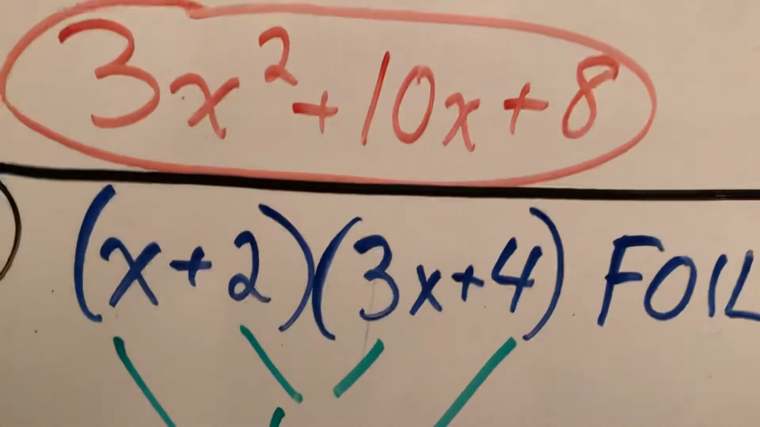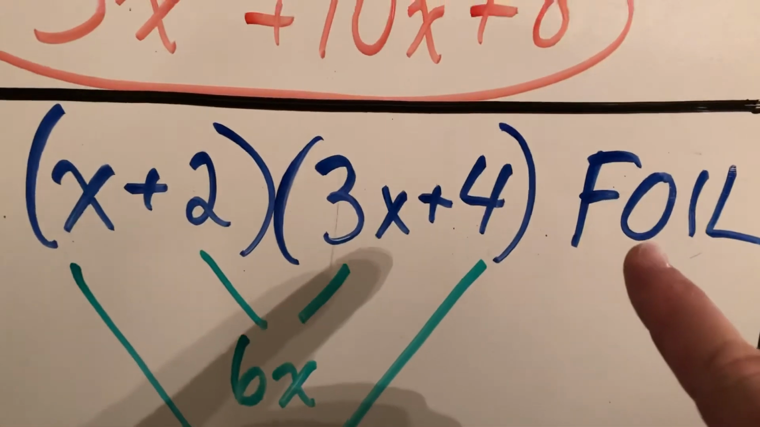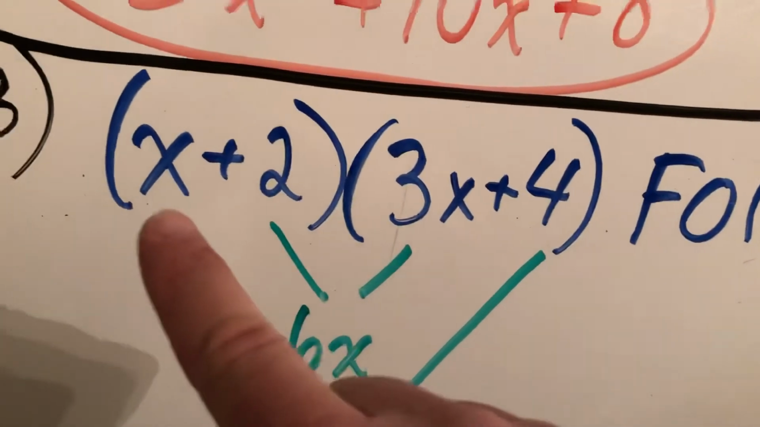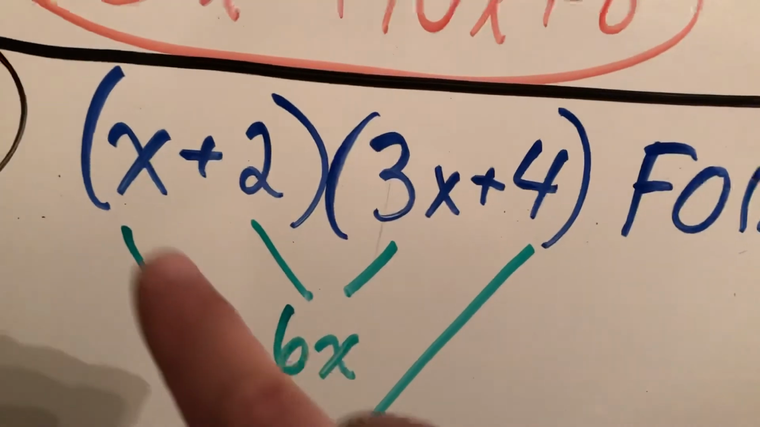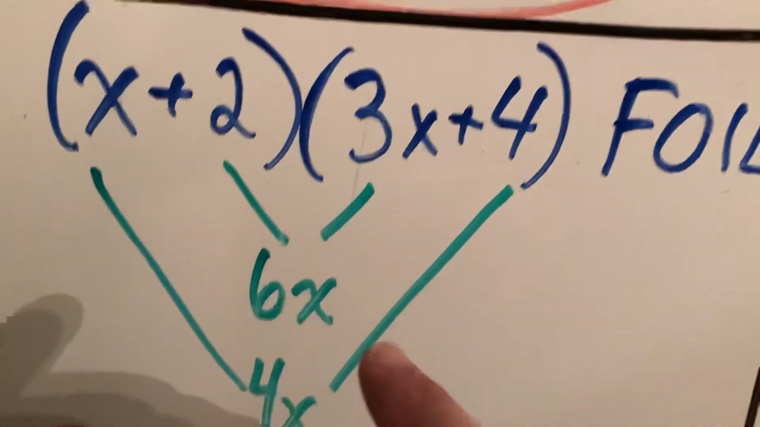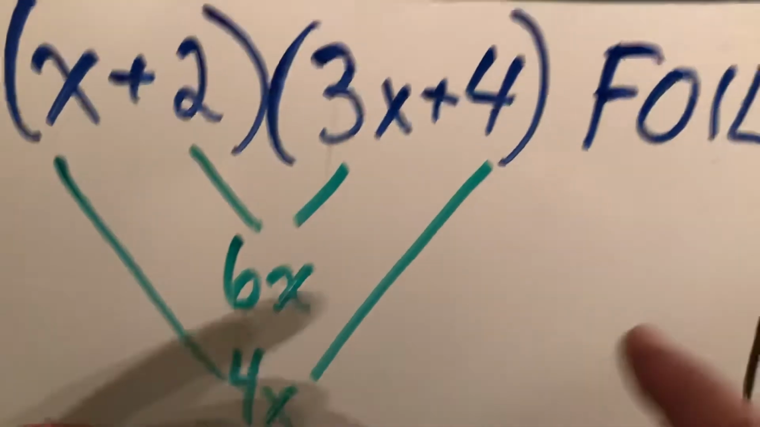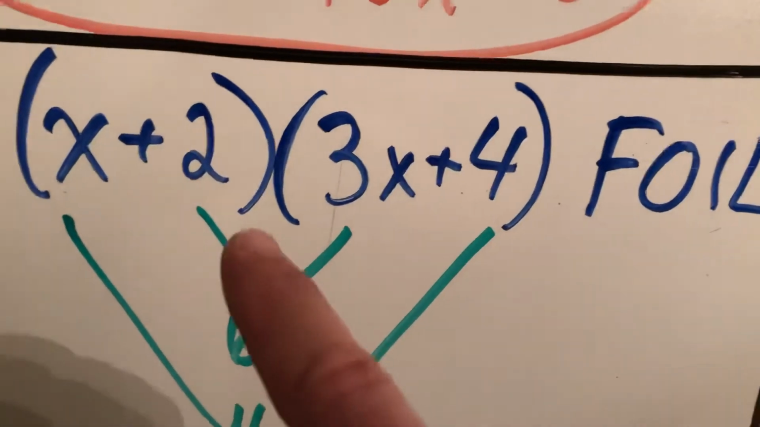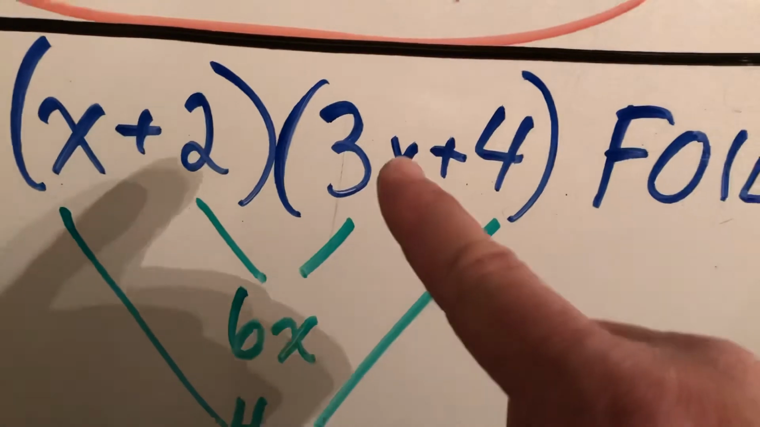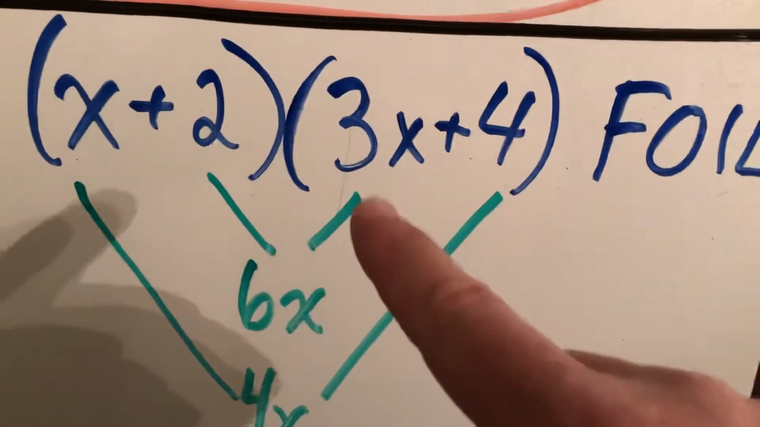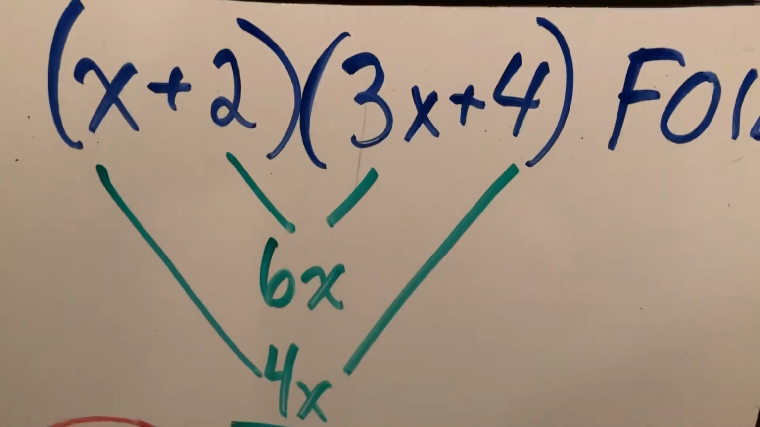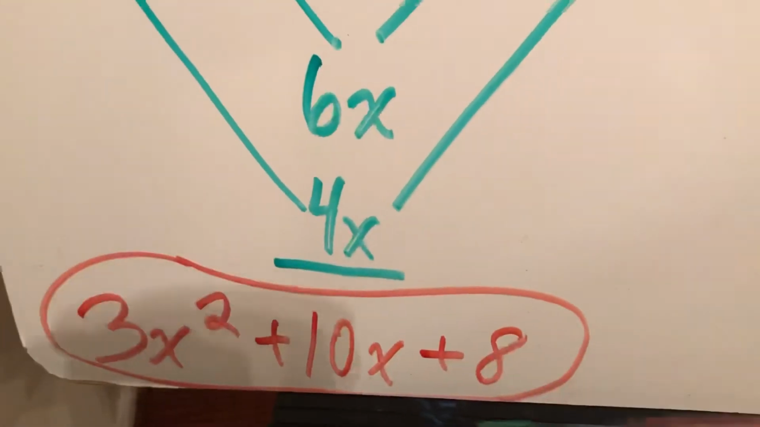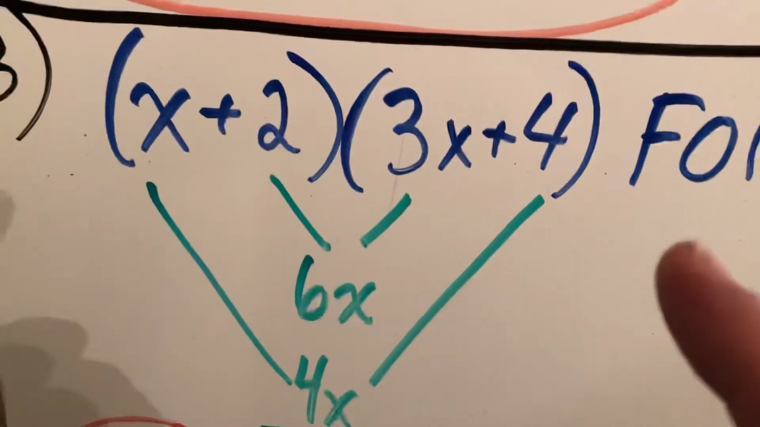Now O stands for outermost terms. Here are the outermost terms, the x and the 4. What's x times 4? 4x. I stands for innermost terms. Inner. What are the inner terms? 2, 3x. What's 2 times 3x? 6x. So we take the 6x plus the 4x and we get 10x, and the answer, last.